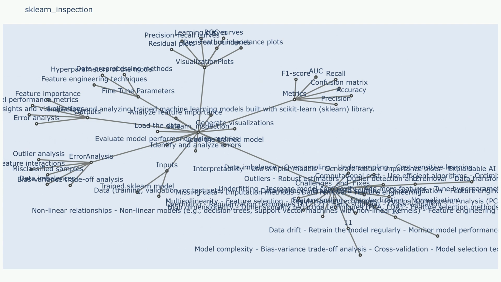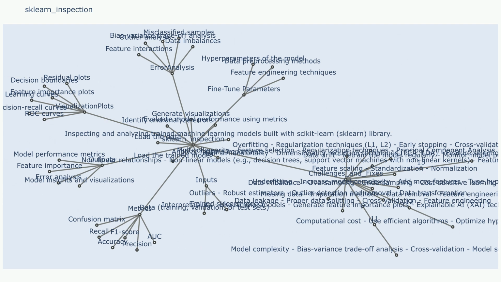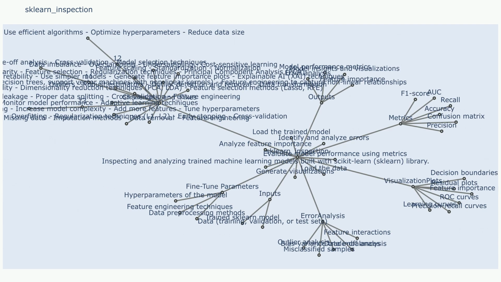Feature importance analysis: identifying which features contribute the most to the model's predictions. Model visualization: creating plots to understand the model's behavior, feature interactions, and decision boundaries. Parameter inspection: examining the values of parameters used during training to understand their impact on the model's performance. Model explanation: generating insights into the model's decision-making process to enhance interpretability and trust.